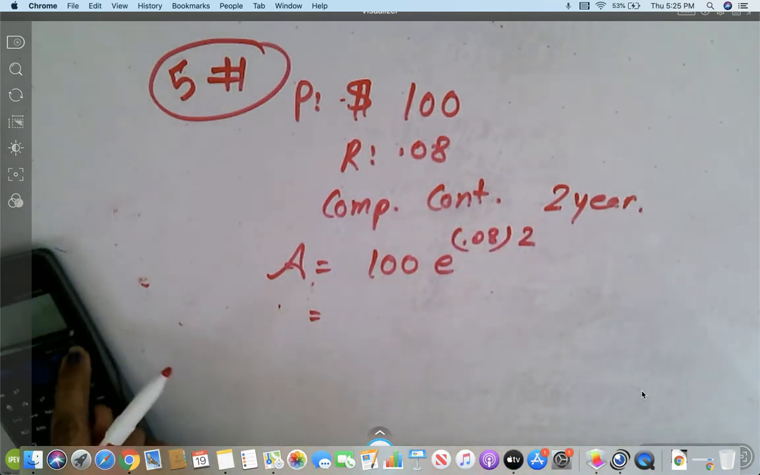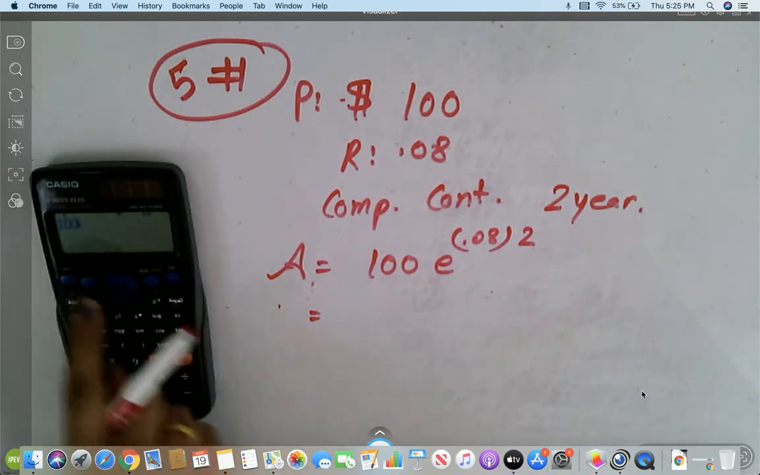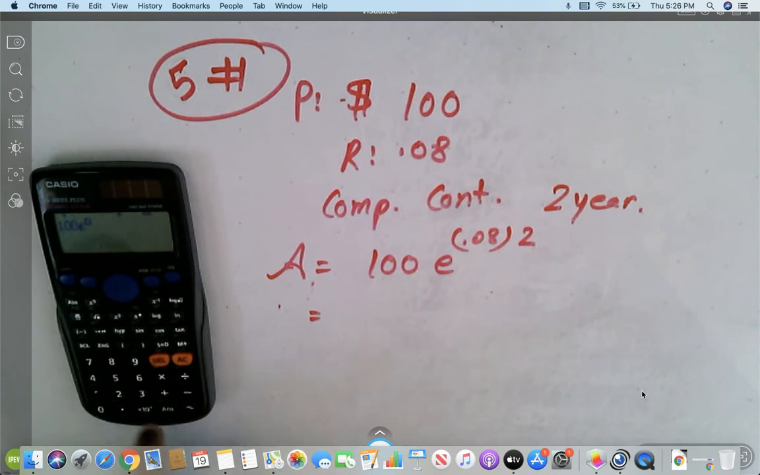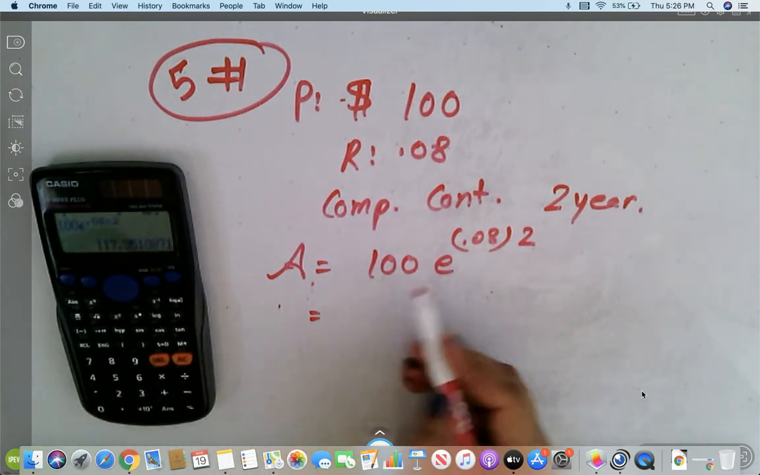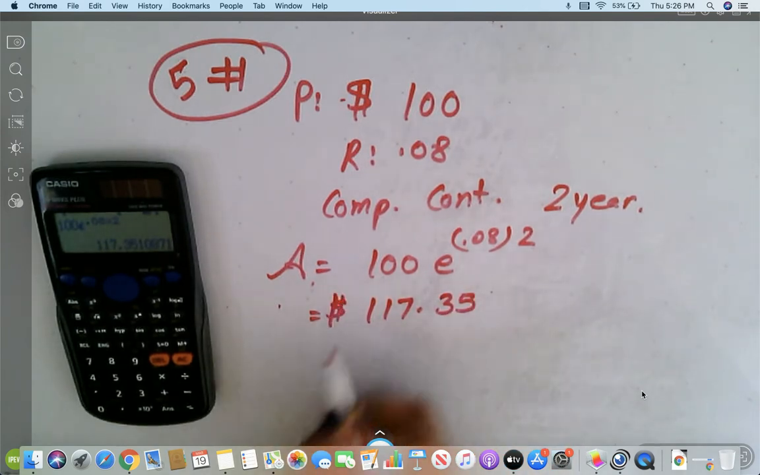If I type it in my calculator, it's 100, then shift and ln, 0.08 times 2. And my answer is 117.35. And here you go.